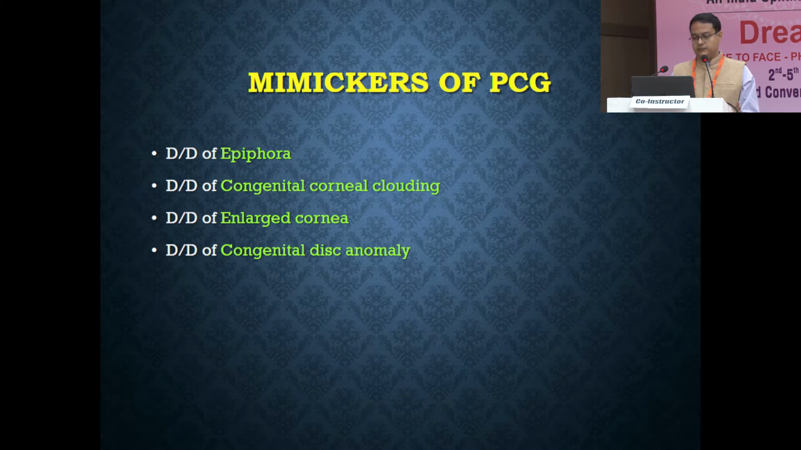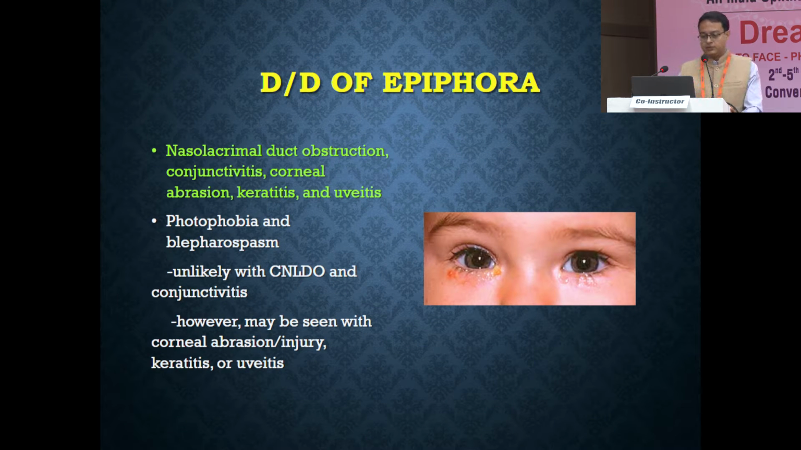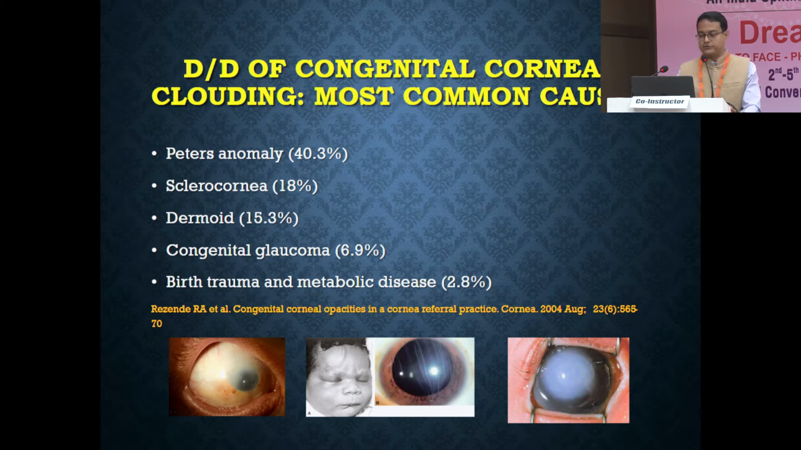By and large, we can clinically easily diagnose that this is a child with primary congenital glaucoma, but there are important mimickers. So these mimickers can be because of epiphora, because of the other differential diagnosis of congenital corneal clouding, enlarged cornea, or congenital disc anomaly. So if we see the other causes that can cause epiphora in a child, this can be nasolacrimal duct obstruction, conjunctivitis, corneal abrasion, keratitis, uveitis, and so on. The differential diagnosis is clinically not very difficult to differentiate.